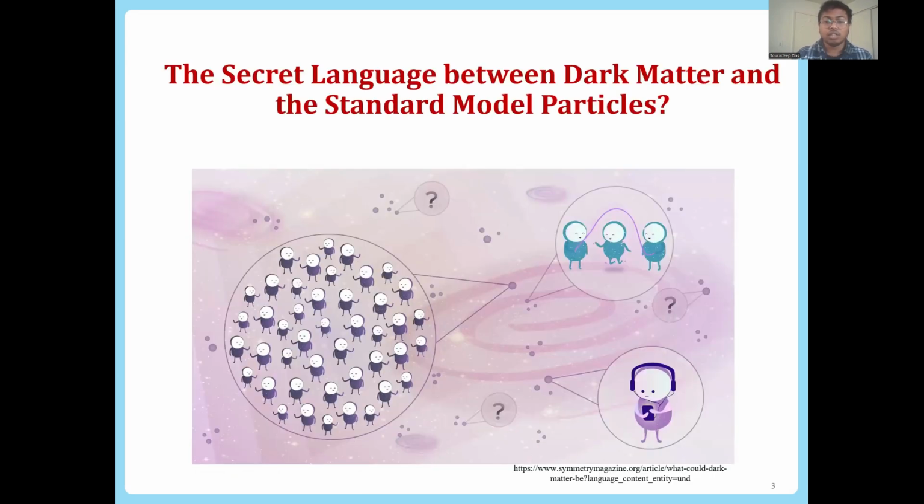To begin with, let us recall that dark matter is an integral component of our universe. However, we can perceive dark matter only via its gravitational effect on ordinary matter. But an interesting question to ask would be, is there a secret language by which dark matter talks to ordinary particles? That is, is there an interaction outside of gravity between dark matter and particles of the standard model?